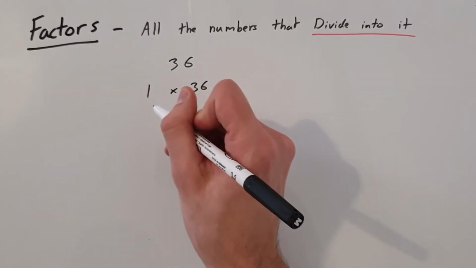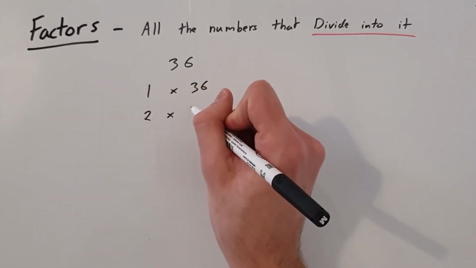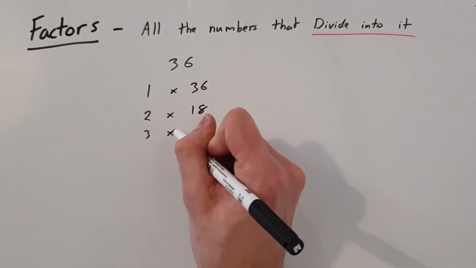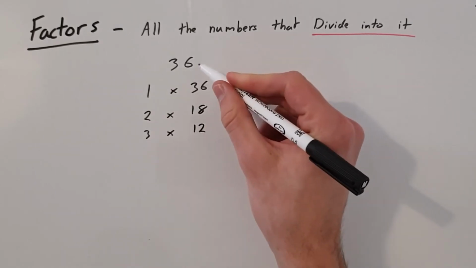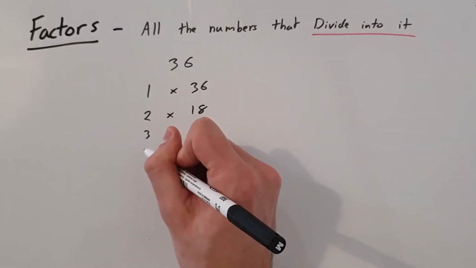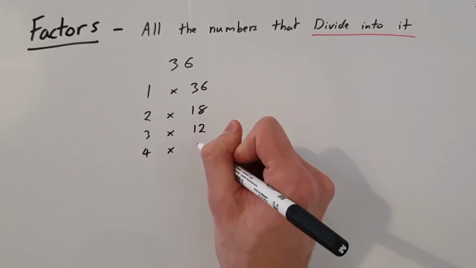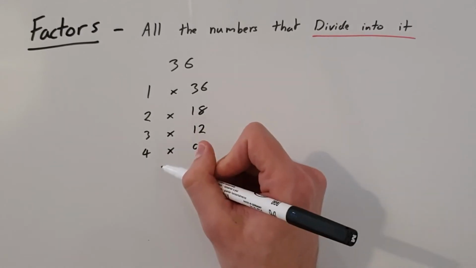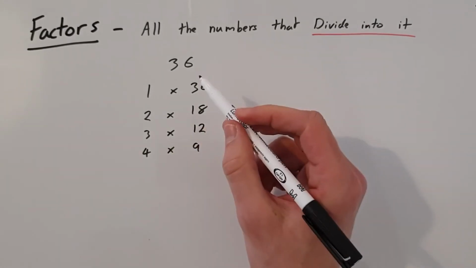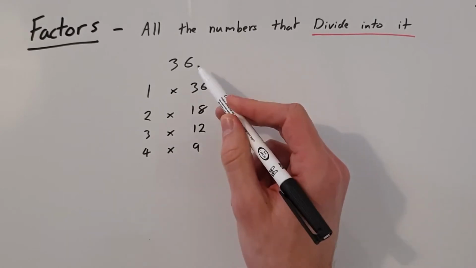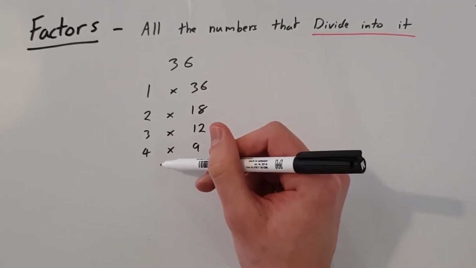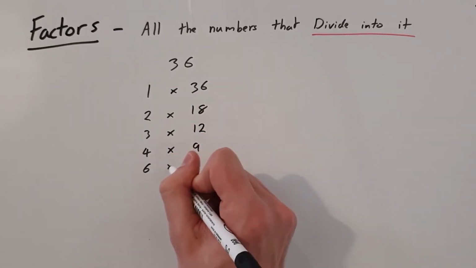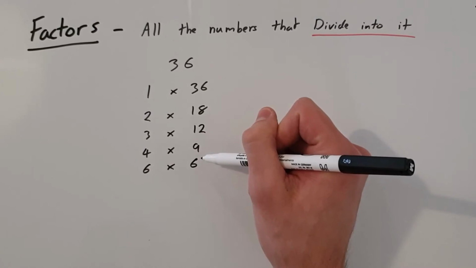So we've done 1, so next we'll do 2, and we know that 2 times 18 is 36. We'll move on to 3, and we know that 3 times 12 is 36. Moving on to 4, and we know that 4 times 9 is 36. All these equal 36. 5, so 36 is not in the 5 times table, so 5 is not a factor of 36, so we won't bother writing that one down. Moving on to 6, and we know that 6 times 6 is 36.